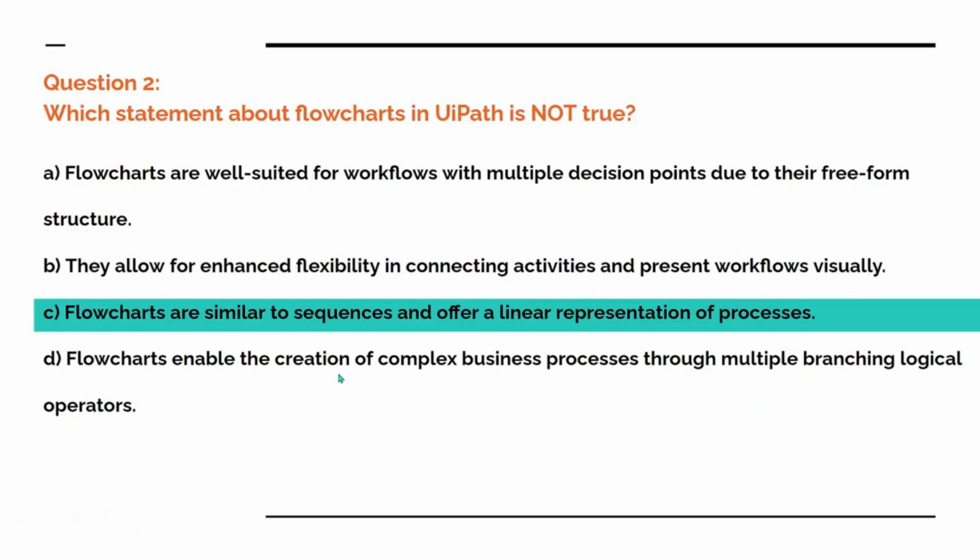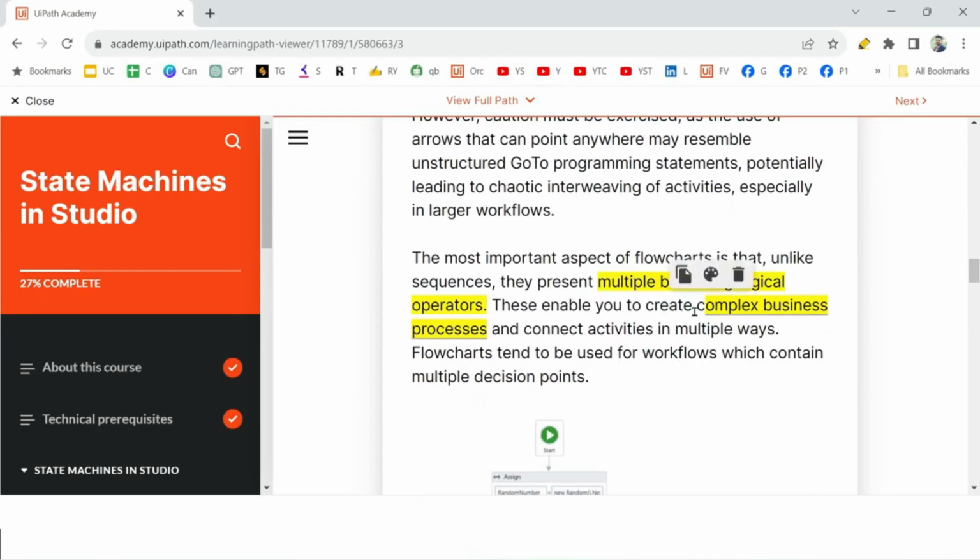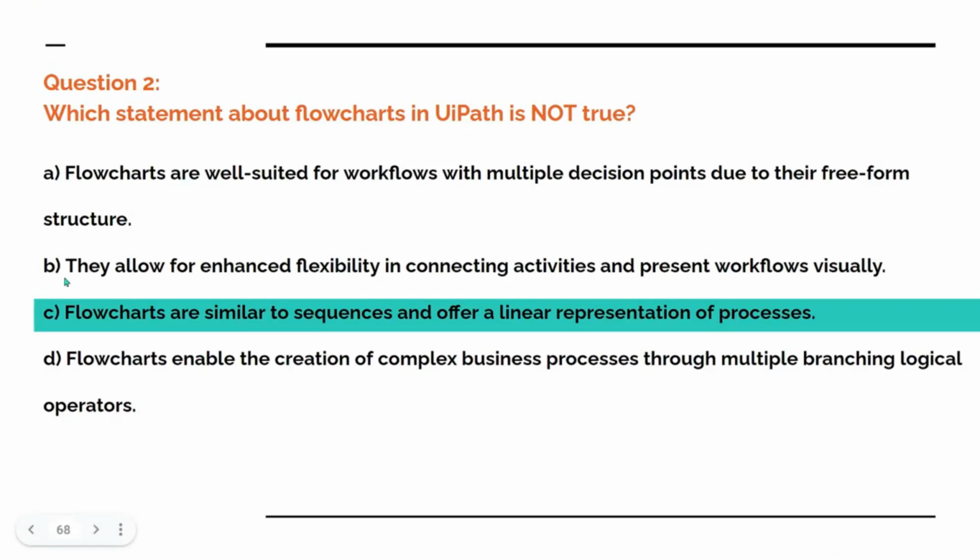Now option D. Flowcharts enable the creation of complex business processes through multiple branching logical operators. We saw this word. Now it is talking about complex business processes. So if you again see here, there's a line that says this enables you to create complex business processes and connect activities in multiple ways. Okay, these are the important keywords, complex business processes. So here you know why answer C is not a true statement.